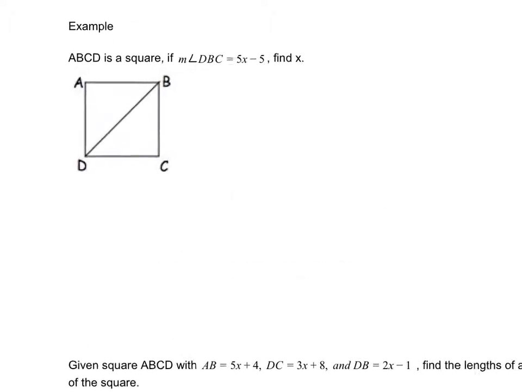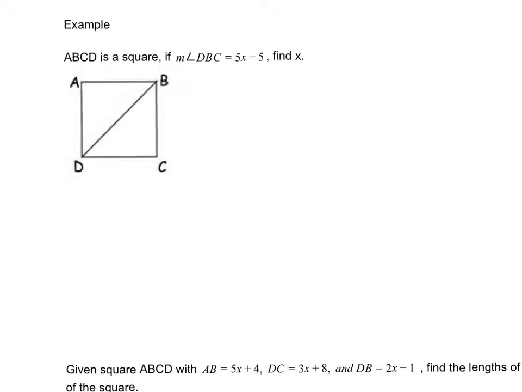Next, I'm going to look at some examples involving squares. So ABCD is a square. The measure of angle DBC is 5x minus 5. We want to find x. So all of our angles are right angles, and our diagonal DB bisects that angle, which means that the measure of angle DBC is 45.